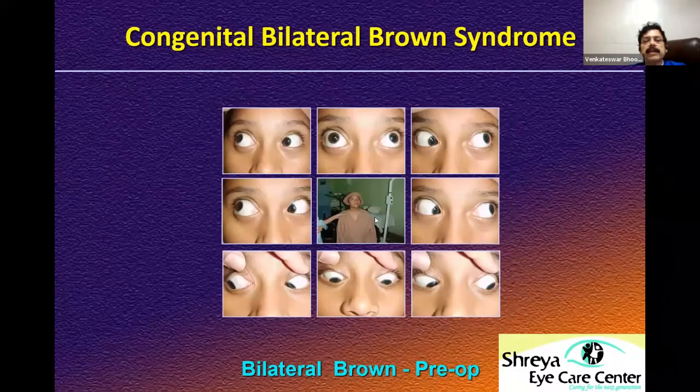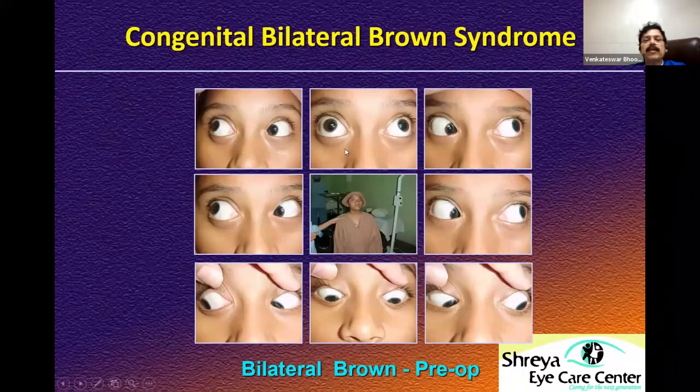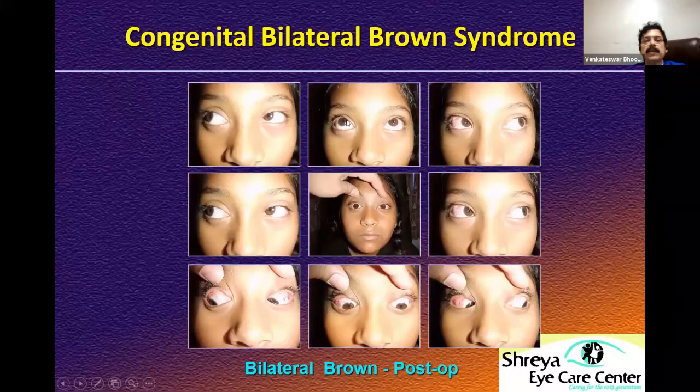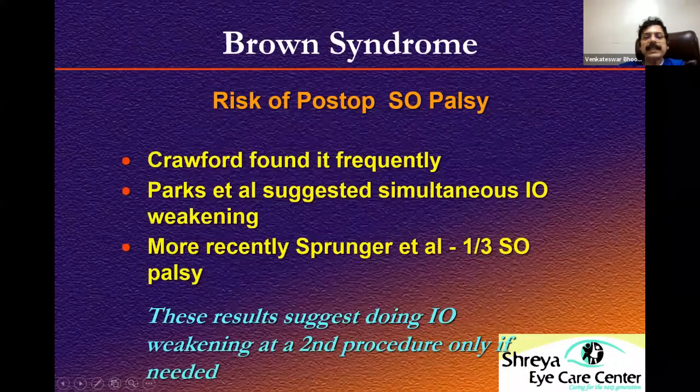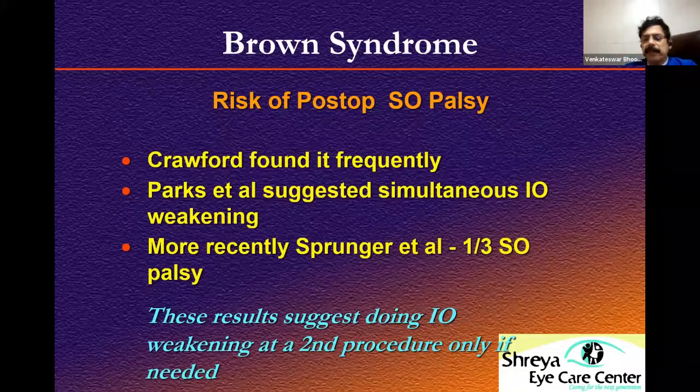Here is a bilateral Brown syndrome. You can see the chin elevation, marked Y pattern, and limitation of elevation in this eye and in this eye. After the tenotomy, you see the collapsed Y, improved elevation, and it looks pretty good, with good superior oblique function. But these patients need to be followed up on a long-term basis, because the most recent study by Sprunger et al. has shown that one-third of these patients land up with superior oblique palsy. So these patients may need to be tackled and treated as a superior oblique palsy.